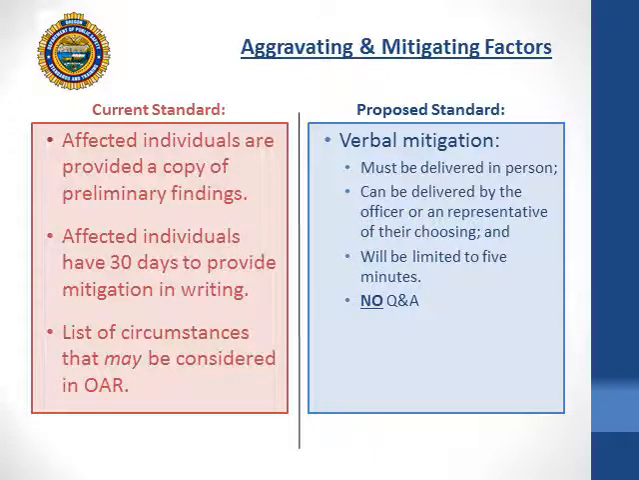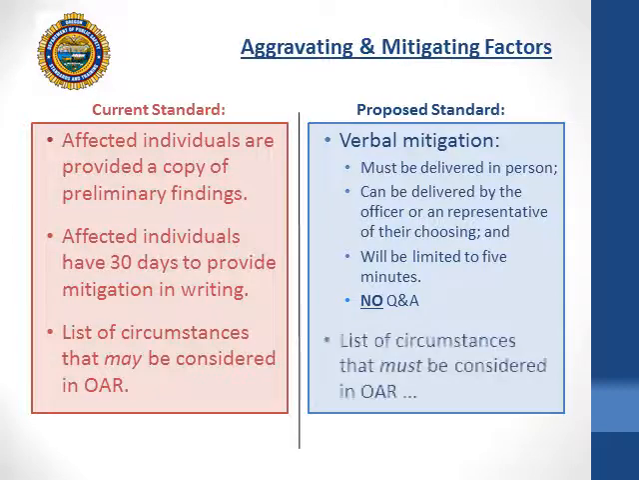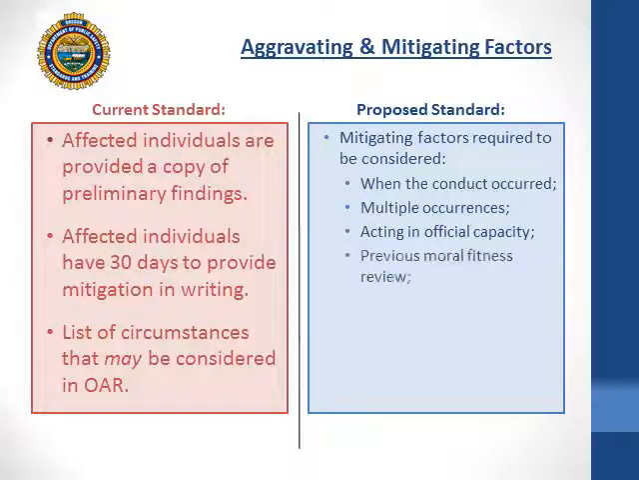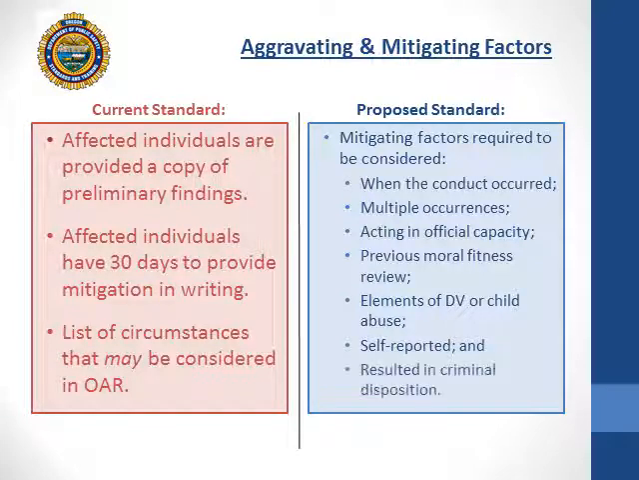One final change is that the list of mitigating factors found in the proposed rule must be considered by the policy committee. These include whether the conduct occurred before, during, or after the individual's employment in public safety, whether the individual has engaged in the same type of conduct more than once over a period of time, whether the conduct occurred while the individual was acting in their official capacity, whether the individual has previously been reviewed by a policy committee for prior conduct, whether the conduct involves elements of domestic violence or child abuse, whether the individual self-reported the conduct, and whether or not the conduct resulted in a criminal disposition. The complete list of mitigating factors that must be considered can be found in the proposed rule.